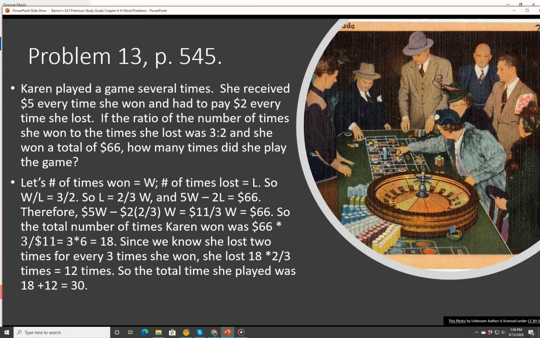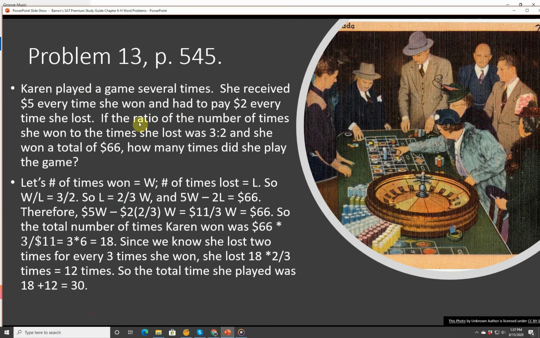Problem 13, page 545. Karen played a game. Maybe she was playing roulette, like in this old-timey picture of Las Vegas. Karen played the game several times. She received $5 every time she won and had to pay $2 every time she lost. Not very realistic. They would probably also take $5 every time she lost.